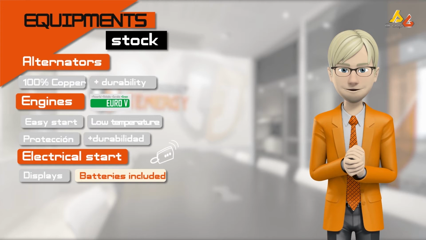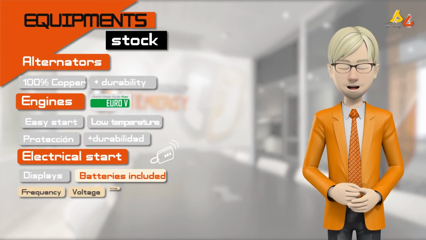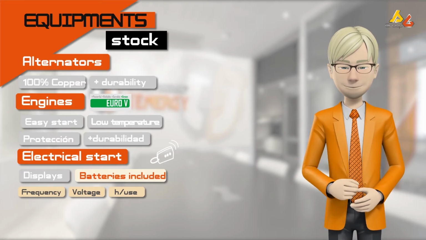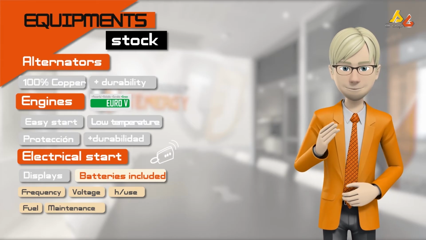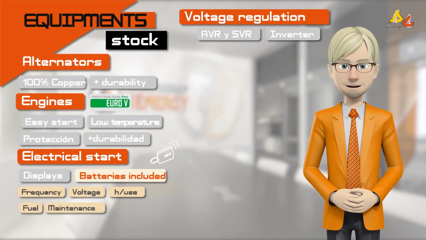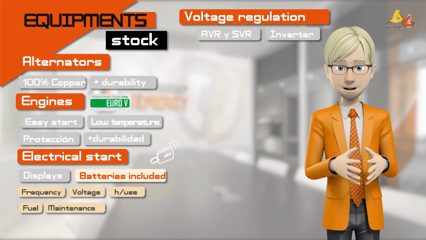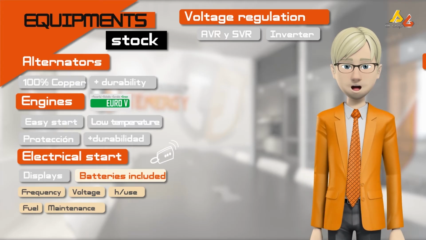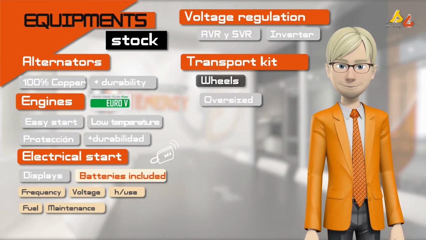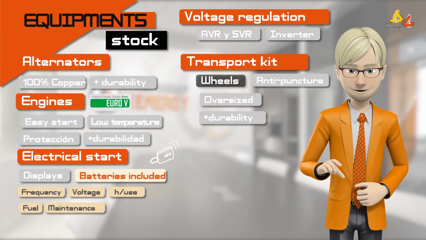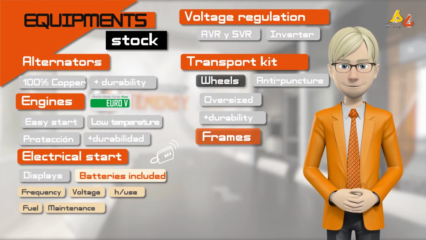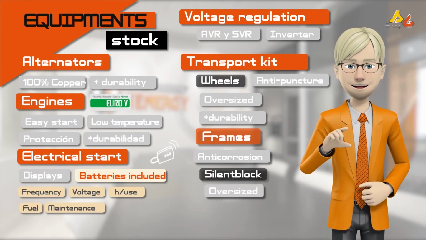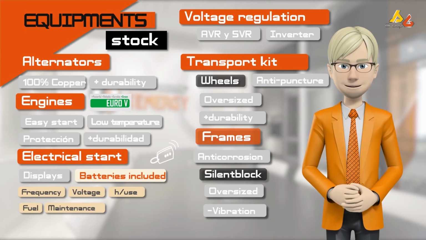Digital displays for monitoring all generator parameters, frequency, voltage, hours of use, fuel level, and warnings for proper maintenance. AVR, SVR or inverter voltage regulation on all our generators so that your most sensitive equipment is always protected. In our transport kit, Genergy uses oversized puncture-proof wheels and top quality materials. Reinforced frames. All our generators are assembled on robust frames with anti-corrosion treatment and with an oversized support silencer block that reduces and absorbs vibration, also guaranteeing greater reliability.